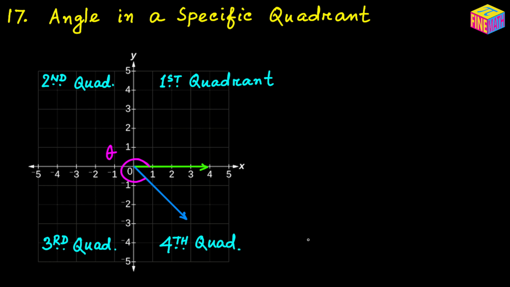So depending on where the terminal side of the angle is, the angles will be called accordingly. If the terminal side is in the first quadrant, we call it a first quadrant angle. If the terminal side is in the second quadrant, we call it a second quadrant angle. Similarly, if it is in the third quadrant, it will be called a third quadrant angle, and if the terminal side is in the fourth quadrant, it will be called a fourth quadrant angle.